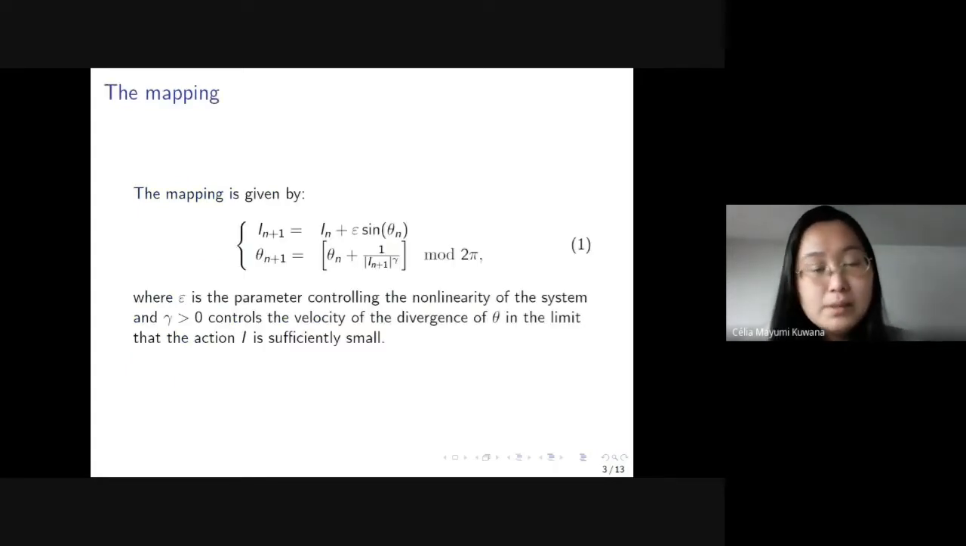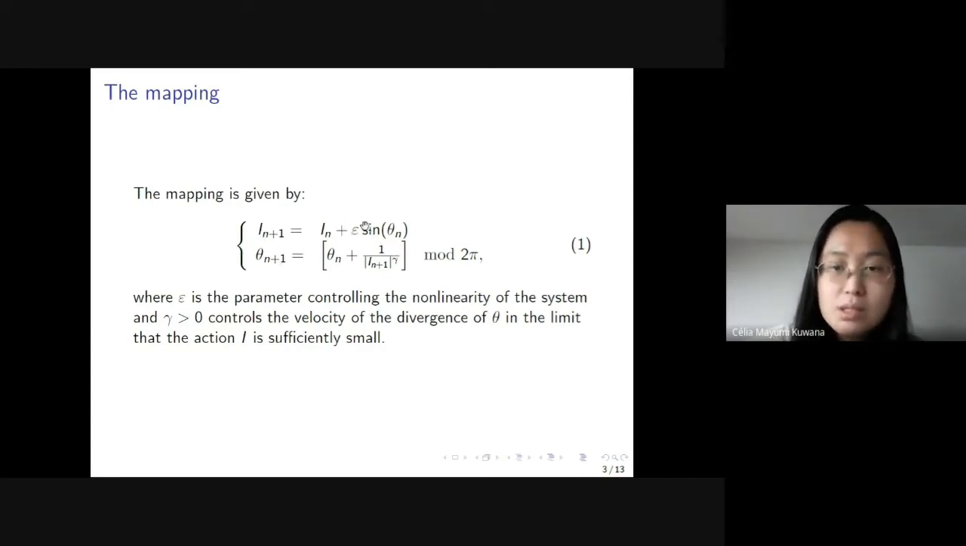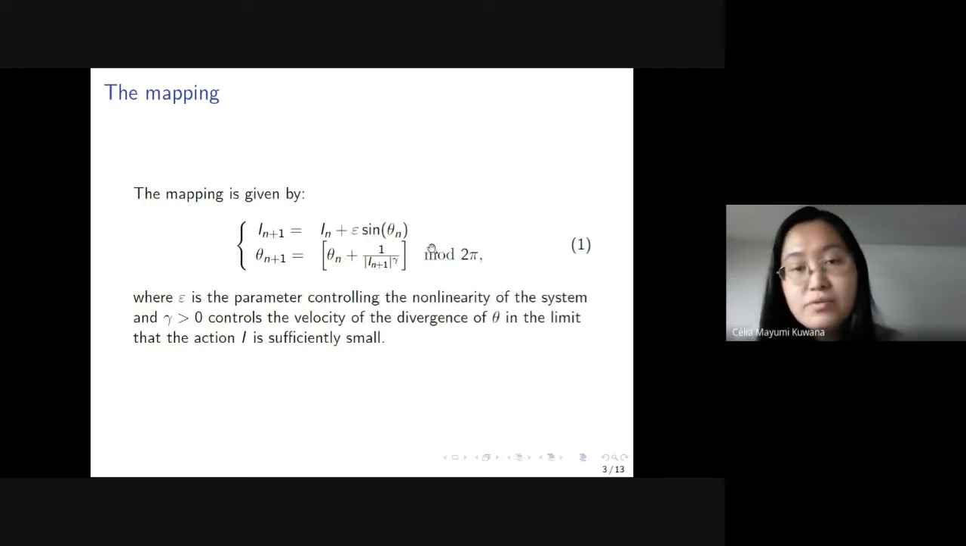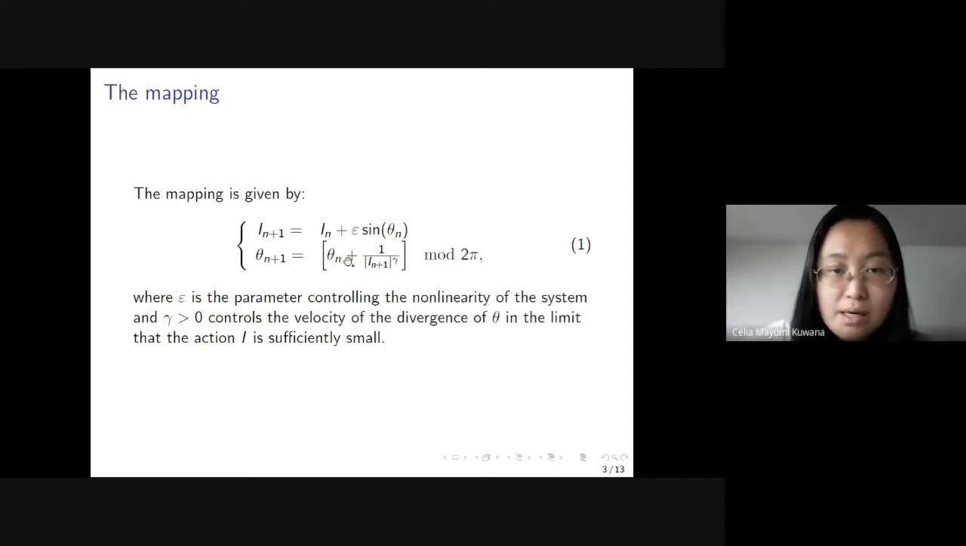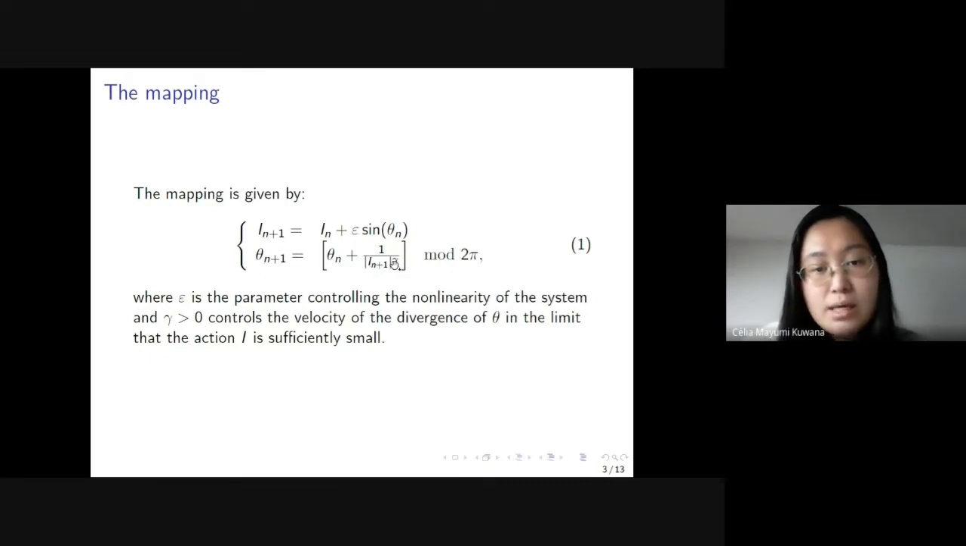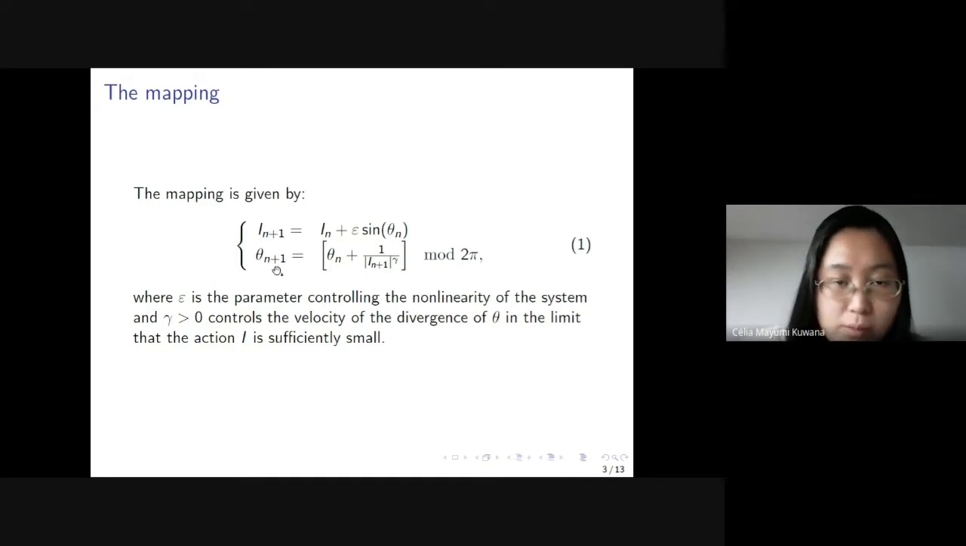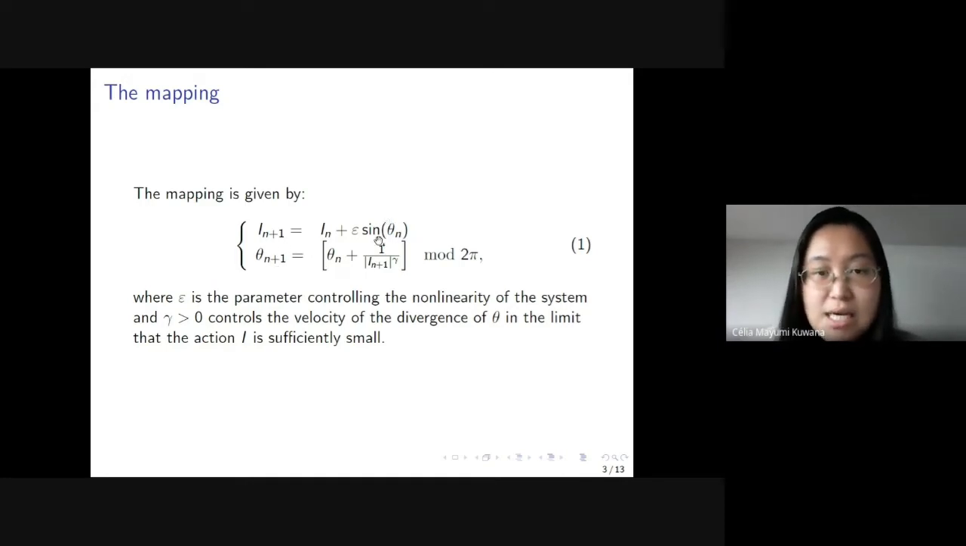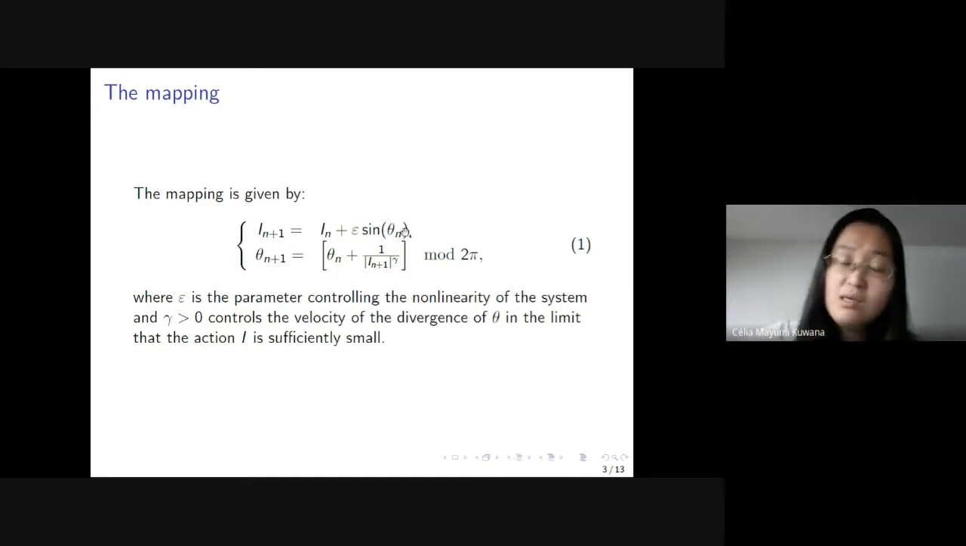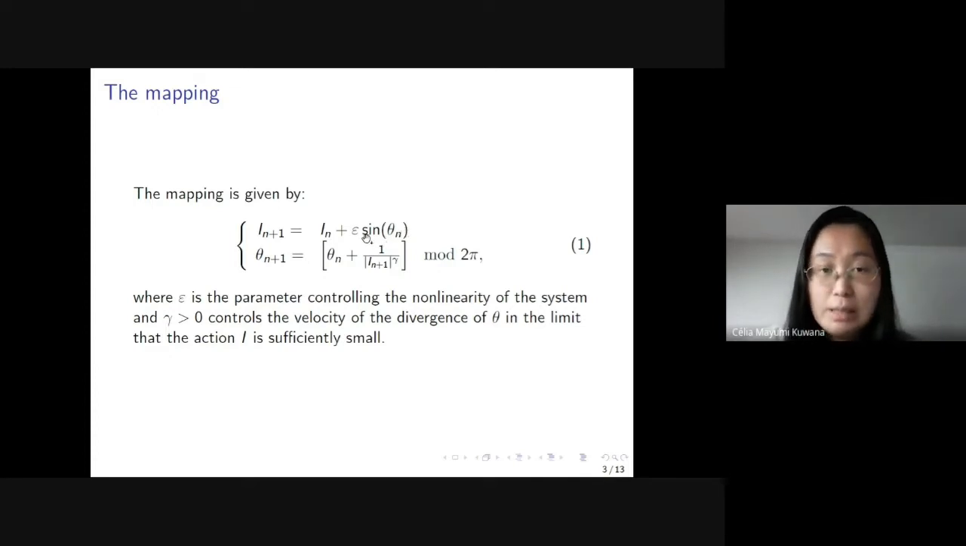The studied mapping is described by two variables, action and angle, and two control parameters: epsilon, that controls the nonlinearity of the system, and gamma, that controls the divergence of the angular variable when the action is small. When it's small, there is no correlation between these variables, then the sine function has random behavior. This brings the diffusion of the orbits in the phase space.